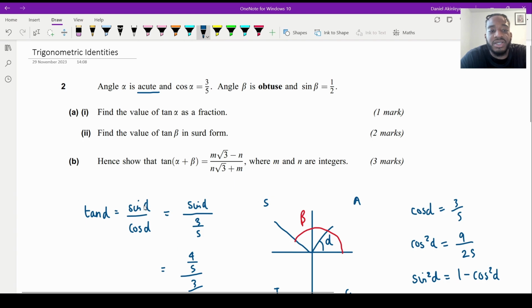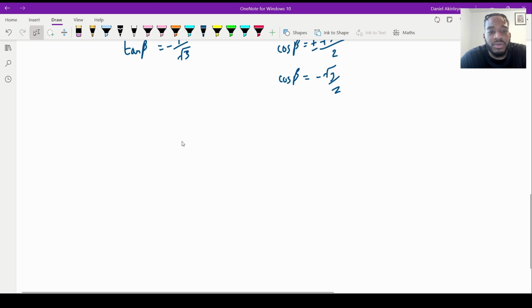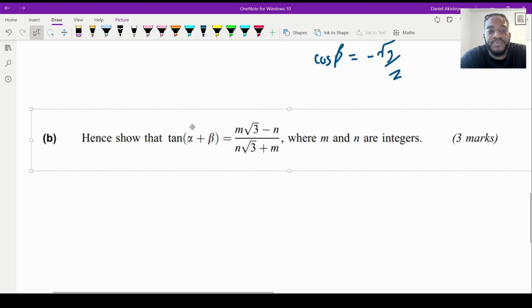Now part B says, hence show that tan of alpha plus beta is equal to m root 3 minus n divided by n root 3 plus n, where m and n are integers. So again, we need another trig identity, don't we? So let me just get this here. Let me just crop this so we can see this. So this is the question.